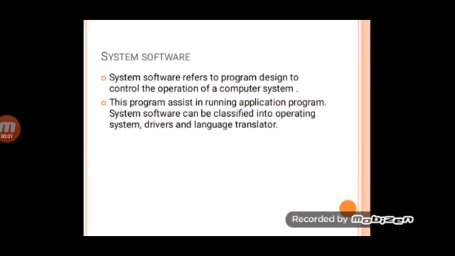Now the next topic is system software. What is system software? A system software refers to a program designed to control the operation of a computer system. This program assists in running application programs. A system software can be divided into operating system, driver, and language translator.